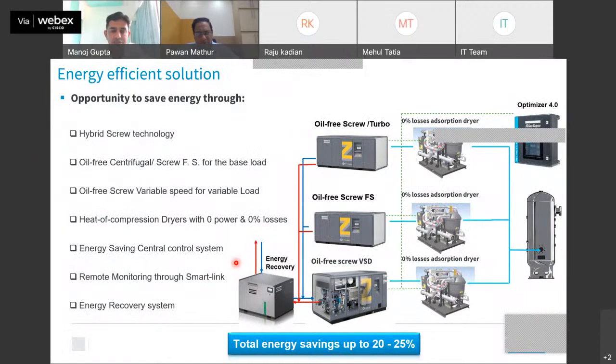So this is the complete air solution, depending on where the demand is: screw compressor, or centrifugal compressor, fixed speed compressor, then VSD compressor for varying demand, along with the zero loss HOC dryer, so that there is no energy consumption and power loss. Then the optimizer to maintain the lowest operating band, and then the energy recovery. By doing this, you can save up to 20 to 25% energy by this combination.